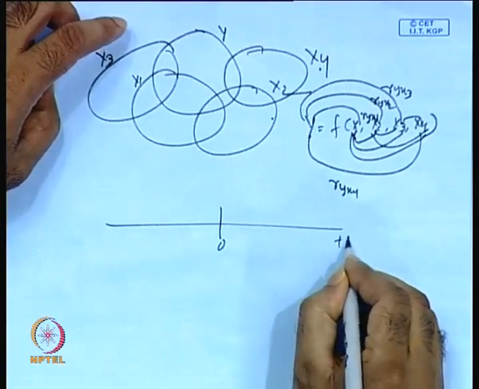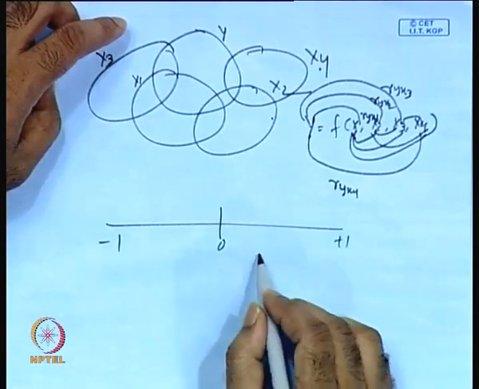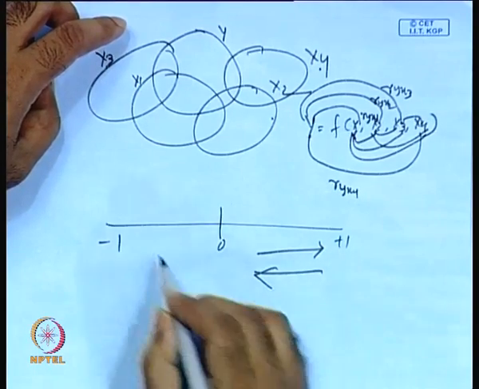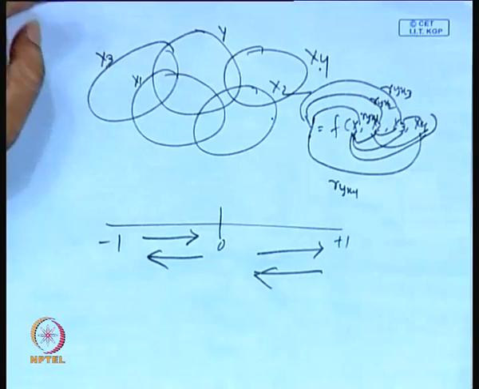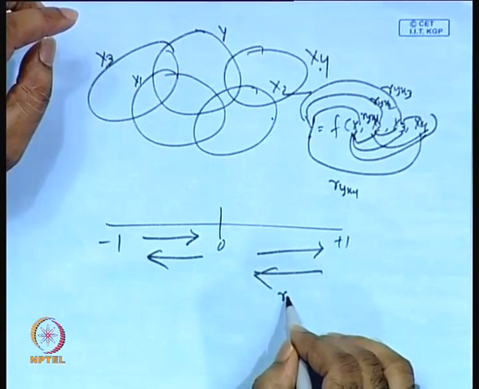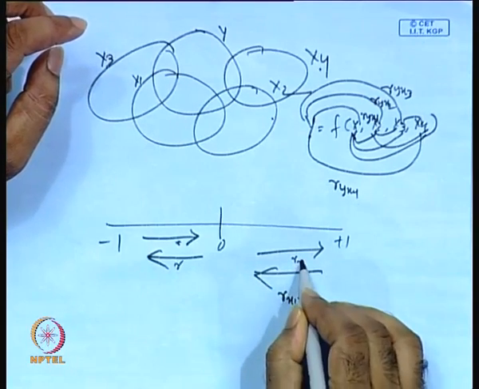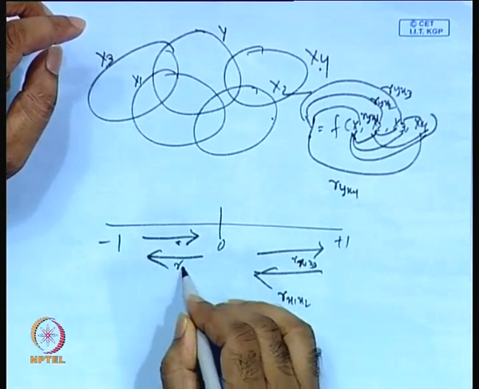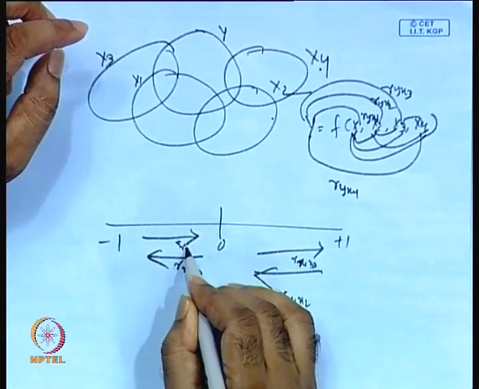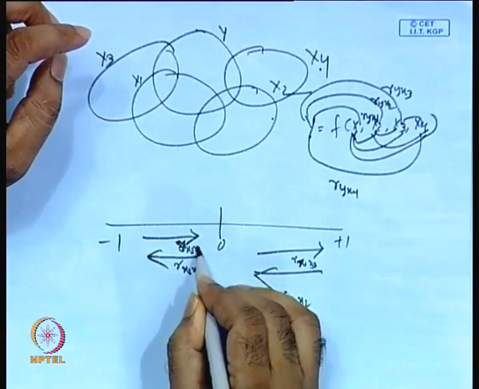We would like to know the value of r. Is it close to -1, or close to +1, or close to 0? The trend is like this: 0 here, +1 here and -1 here. That means whether the trend goes this side or that side. These are all correlation coefficients among the regressors: r x1 x2, r x1 x3, r x2 x3, r x3 x4, and so on.